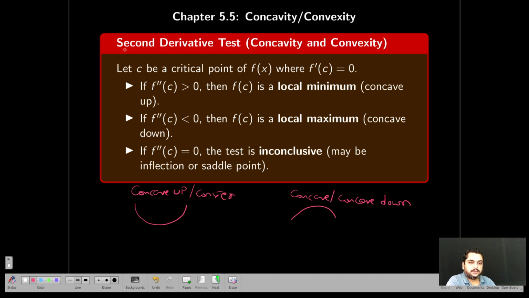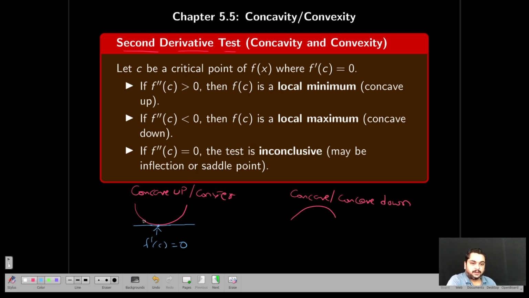We can do it easily using the second derivative test. You use this to find local maxima or minima, same thing. If the second derivative at point c, a critical point, is positive, then f of c is a local minimum, that is concave up. If it is a local minimum, then I will have a horizontal tangent like this, so f dash of c will be equal to 0.